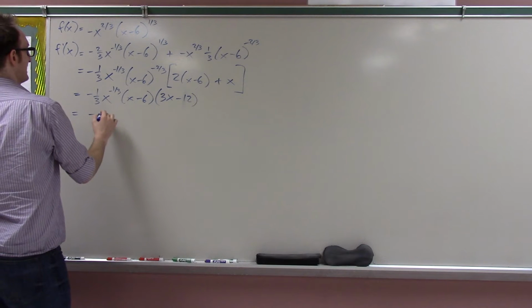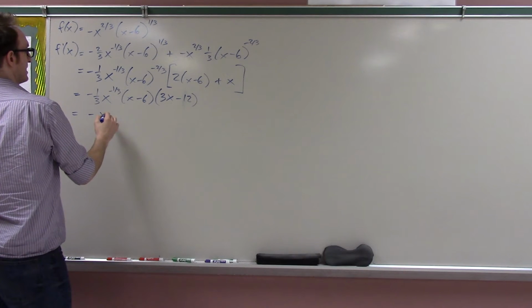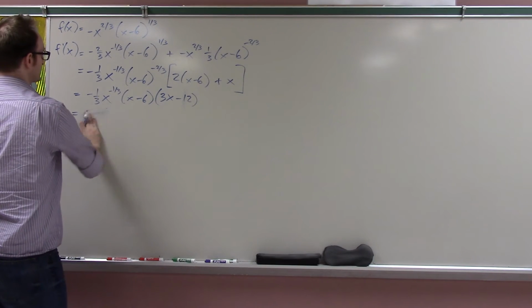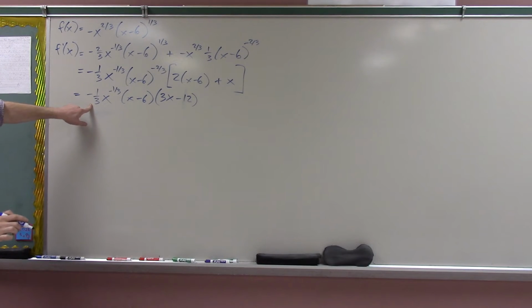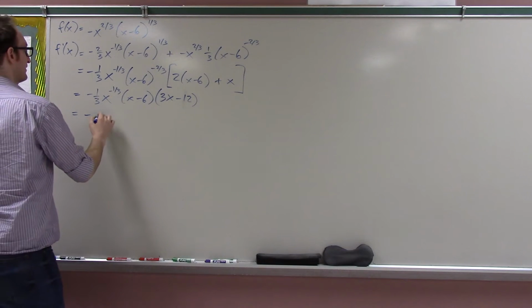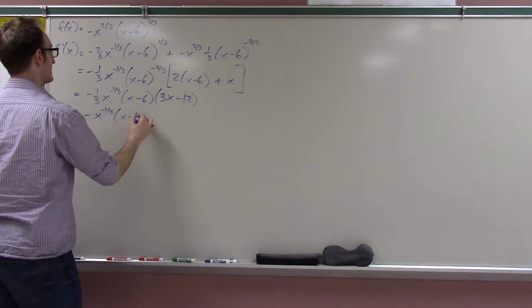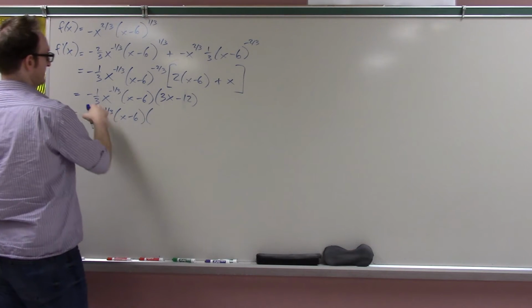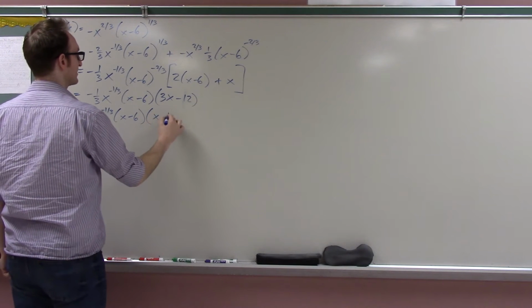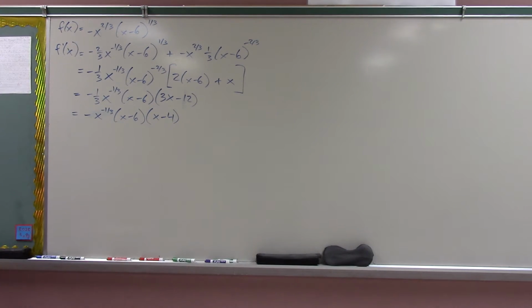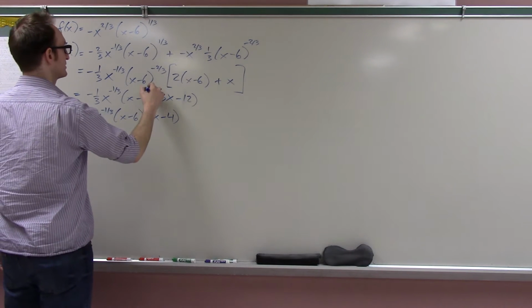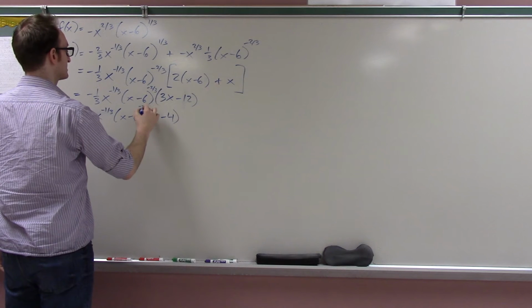So it's just negative x to the, well, let's just make it pretty. If the 3 is gone, then I get negative x to the negative 1/3 times x minus 6 to the negative 2/3, times that 3 makes this an x minus 4. So this is a very nice form.